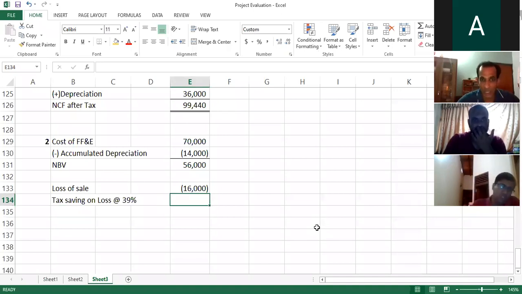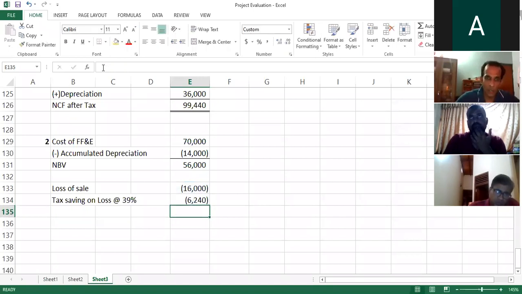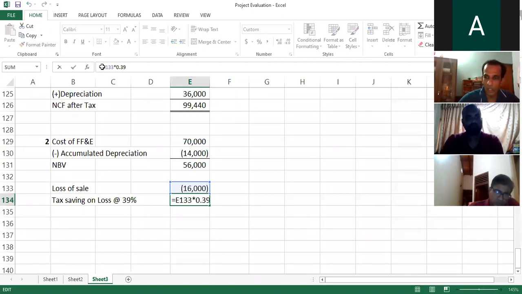39% of 16,000 is 6,240. So that is the tax saving on loss.